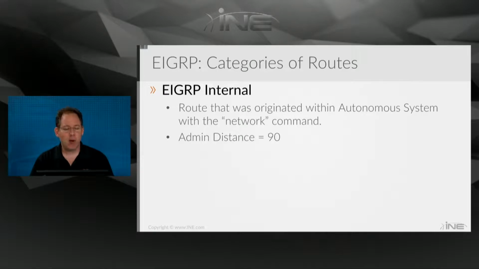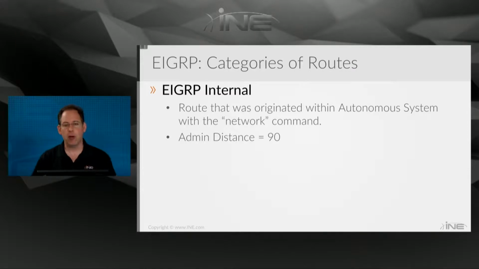EIGRP classifies routes that were originated with the network command as EIGRP internal routes. So if you've done any studying on RIP before you got to this section, which hopefully you have, and if you haven't studied RIP, I'd recommend that at this point you stop this video and go back to some videos on RIP. RIP is the easiest routing protocol to get your feet wet and to start learning about, and then come back to this.